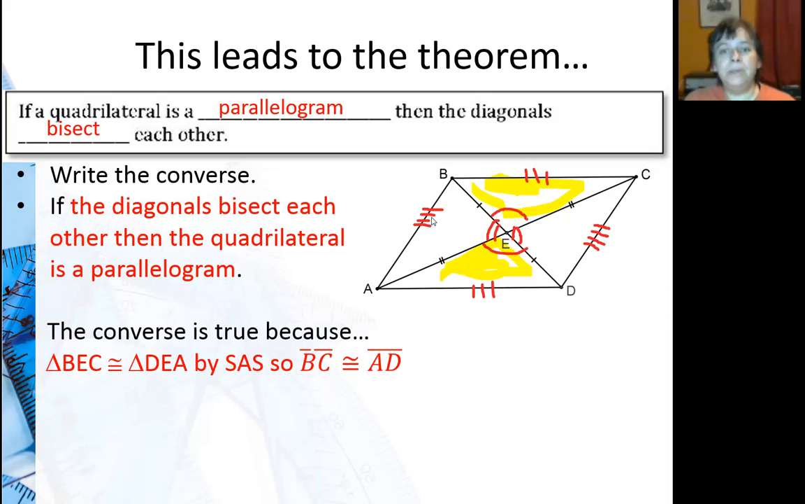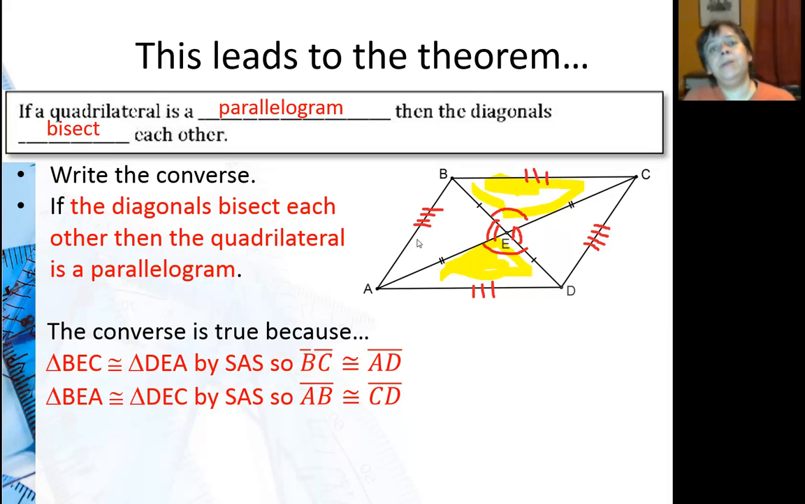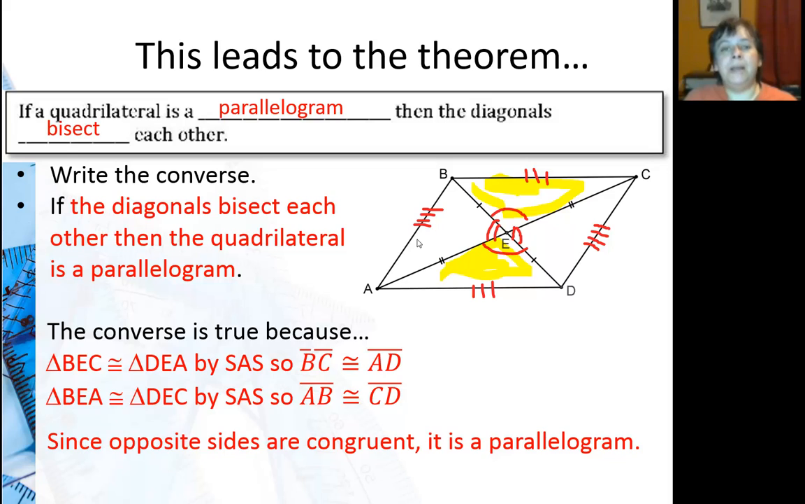I can also do the same thing with the other set of triangles. So AB is congruent to CD. Remember, we already learned that if it's a parallelogram, opposite sides are congruent. We also learned that if the opposite sides of a quadrilateral are congruent, then it's a parallelogram. So since opposite sides are congruent, this is a parallelogram.